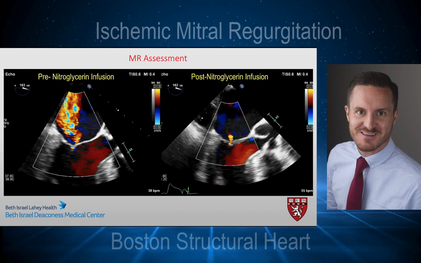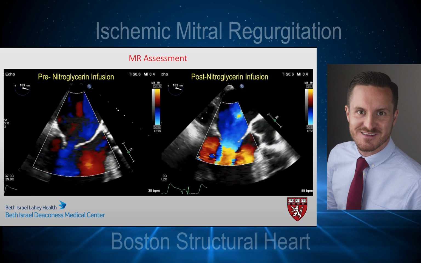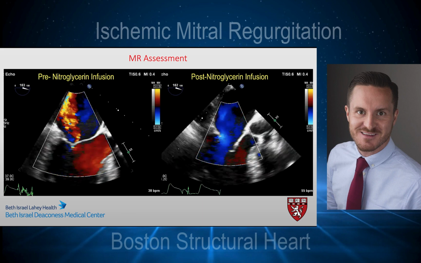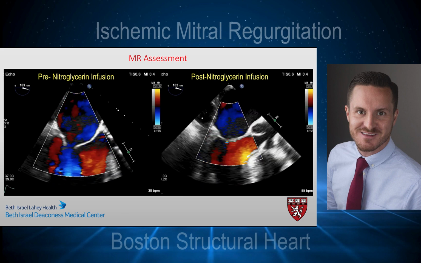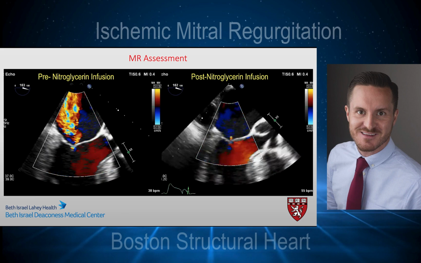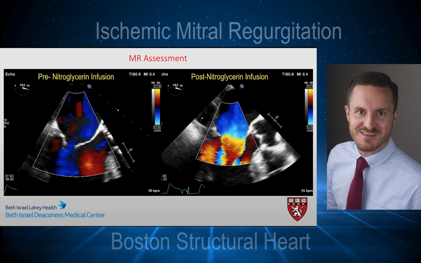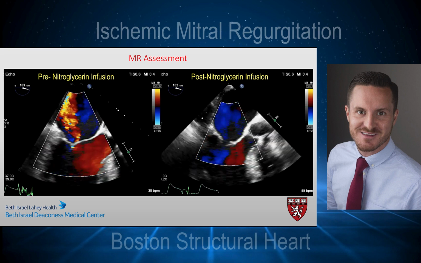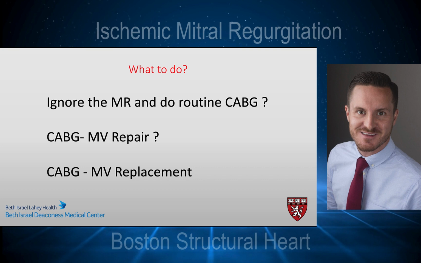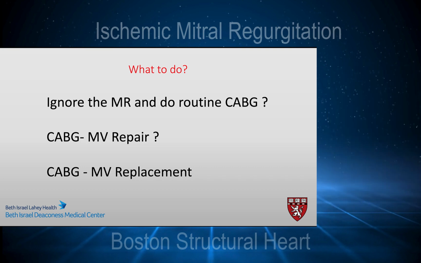Looking at the regurgitation pre and post nitroglycerin, we can see a considerable improvement, with moderate to severe regurgitation pre-nitroglycerin infusion, and post-nitroglycerin infusion, the patient now had mild mitral regurgitation. So the question we were faced with in the operating room was, what do we do in this situation? Should we ignore the mitral regurgitation and do our originally planned procedure of CABG? Should we do a CABG and mitral valve repair? Or should we do a CABG and mitral valve replacement?